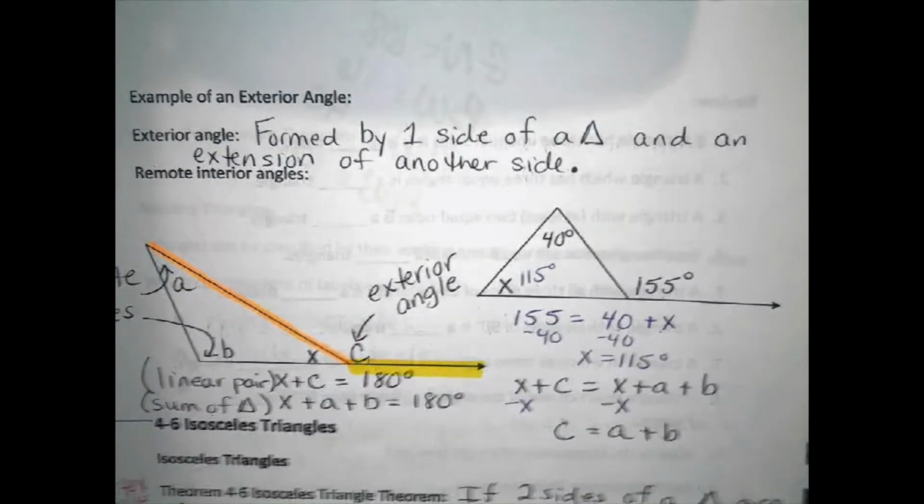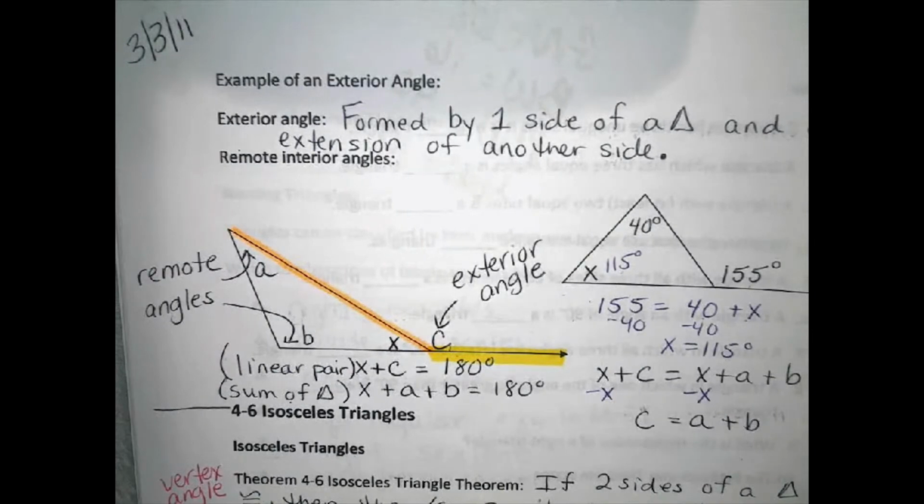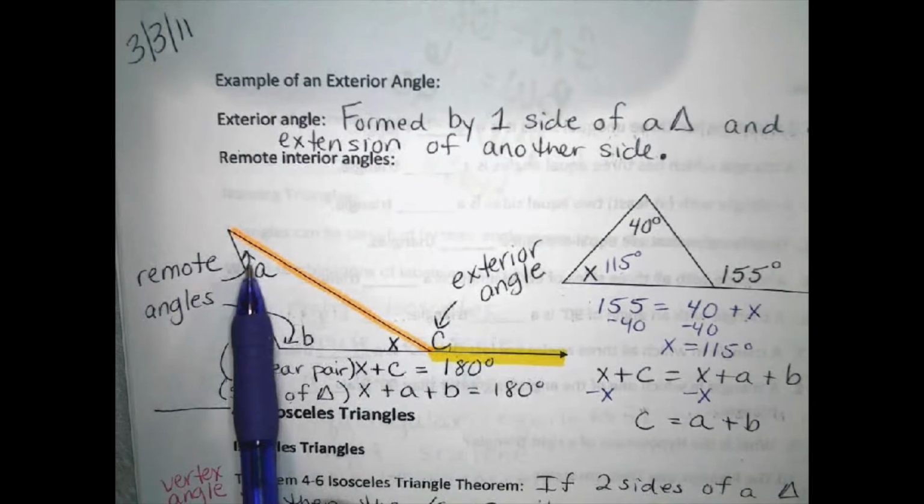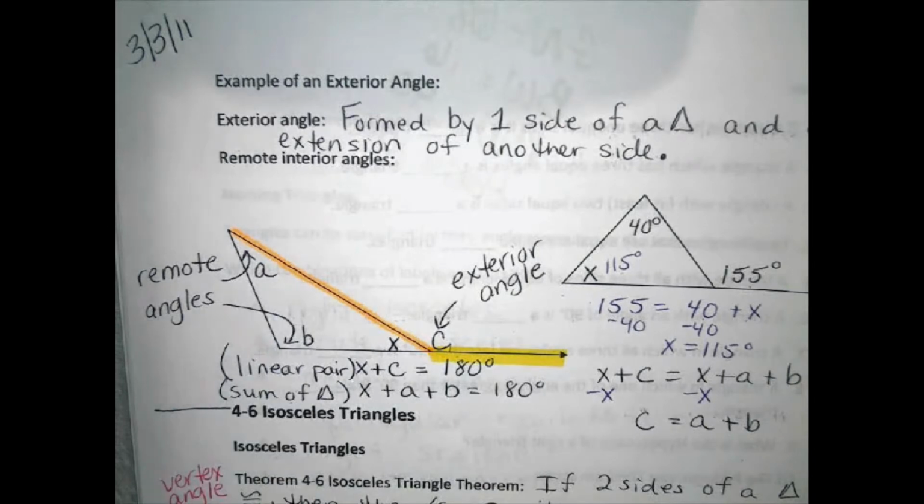In this picture, I have labeled for you that this out here would be angle C, the exterior angle. And here I would have remote angles in the two far corners. Angle X and angle C together are a linear pair. They equal 180 degrees when added together.